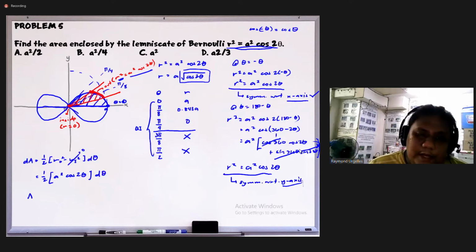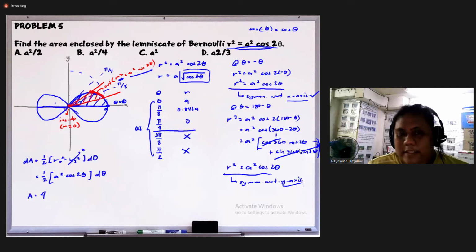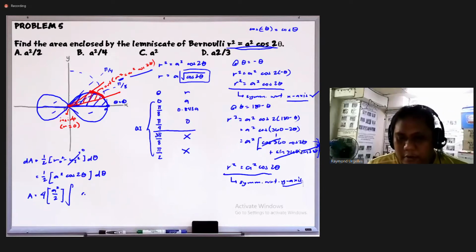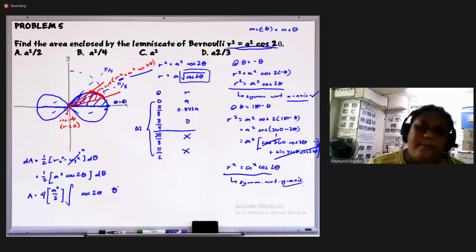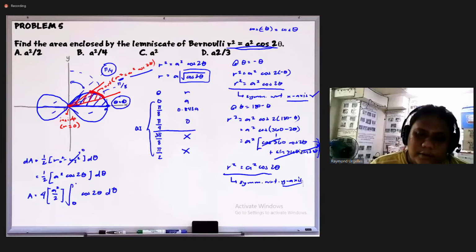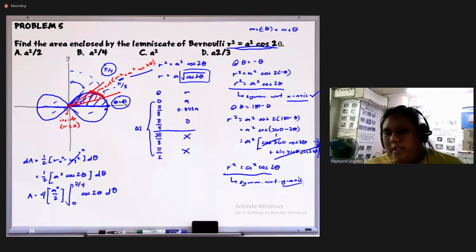Solving for the final area, this will just be equal to 4, because there are four parts, multiplied by 1/2, times the integral. The a squared is also a constant, so I will factor it out. So this is a squared, then cosine of 2 theta d theta. What are our boundaries of integration? From theta is 0 to pi over 4 only, because there is no value beyond that. So it is 0 to pi over 4 only. If you solve this integration on the calculator, make sure you are in radians mode so you don't make a mistake.